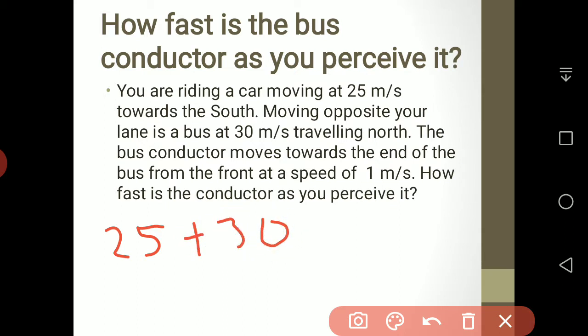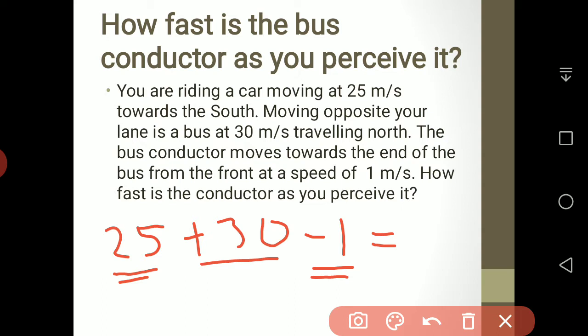At sumasabay naman sa agos mo yung conductor. So isusubtract natin yung what. So ito kasabay, ito sumasalubong. So basically ganyan lang kasimple. Kapag nasa iisang direction kayo, isang direction lang, pero kung magkaiba na yung directions, nasa relative velocity na yon, at hindi pa yun content ng video natin.